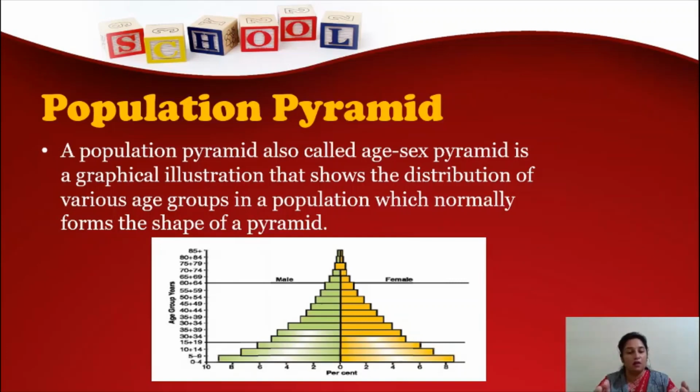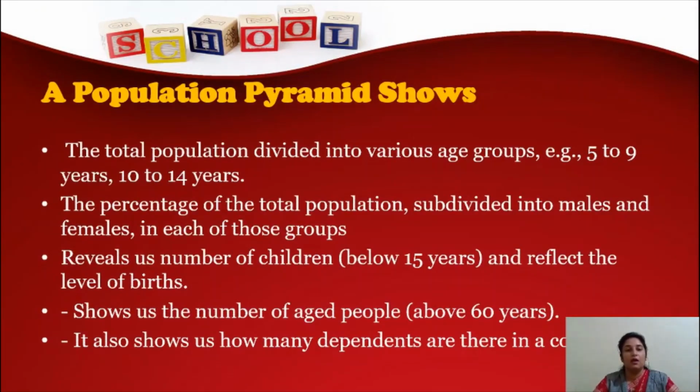On the left-hand side, we have the males, and on the right-hand side, females are shown. The graph is divided into two to show the male and the female population separately. Now, a population pyramid shows, number one, the total population divided into various age groups, for example 5 to 9 years, 10 to 14 years. Second, the percentage of the total population subdivided into males and females in each of these groups.